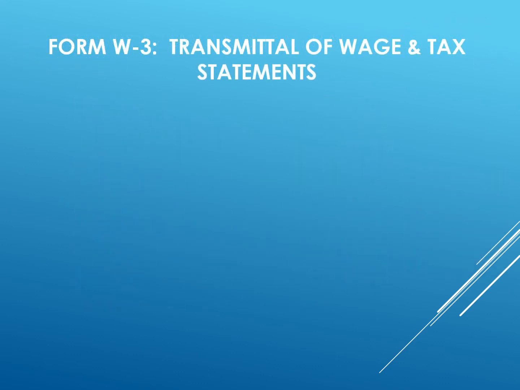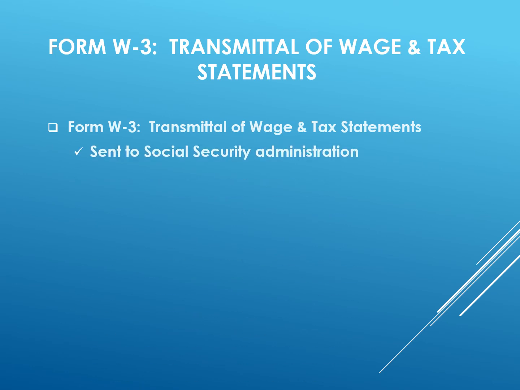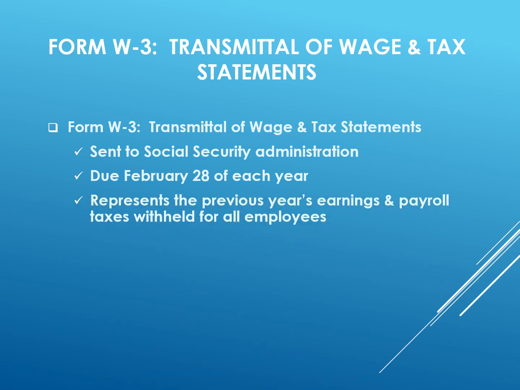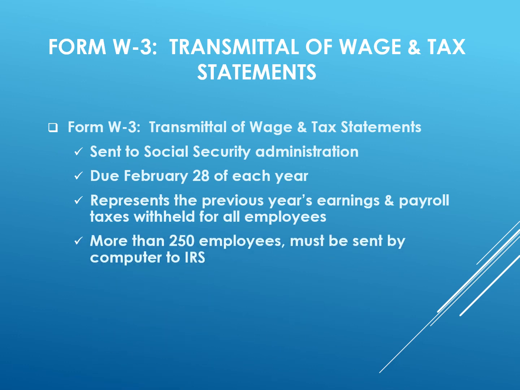Form W-3, Transmittal of Wage and Tax Statements. Form W-3 is the transmittal of our wage and tax statements. It's sent to the Social Security Administration. It is due by February 28th of each year. It represents the previous year's earnings and payroll taxes withheld for all employees. If you have more than 250 employees, it also must be sent by computer to the IRS.